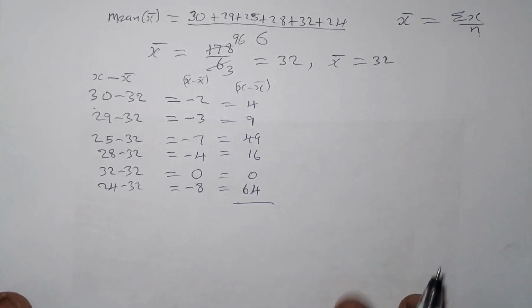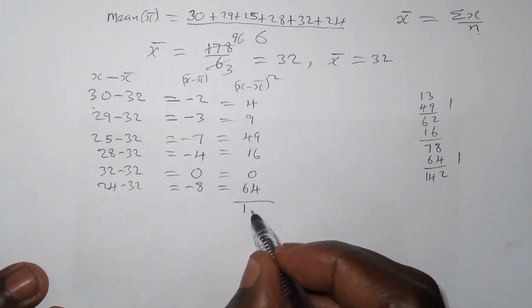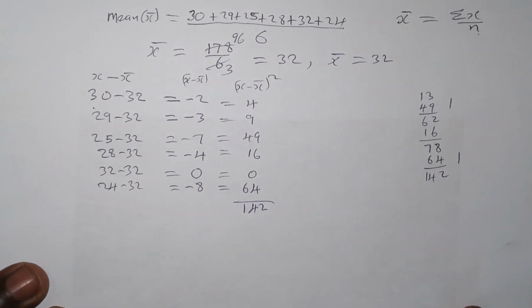So remember, we square it, and then we calculate the sum. When you sum this, you have 142. So if we have this as 142, then we can find our standard deviation.